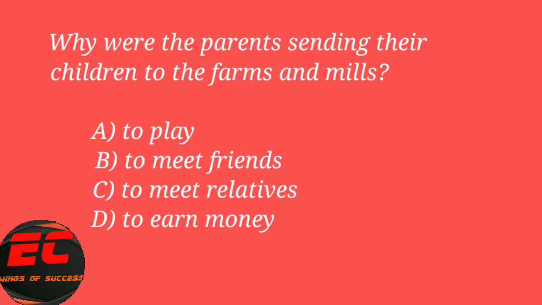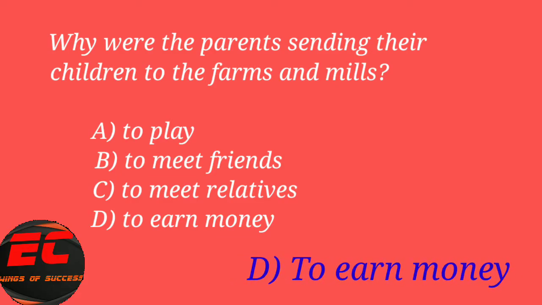Next, why were the parents sending their children to the farms and mills? Option A, to play. B, to meet friends. C, to meet relatives. D, to earn money. So the correct option is option D, to earn money.